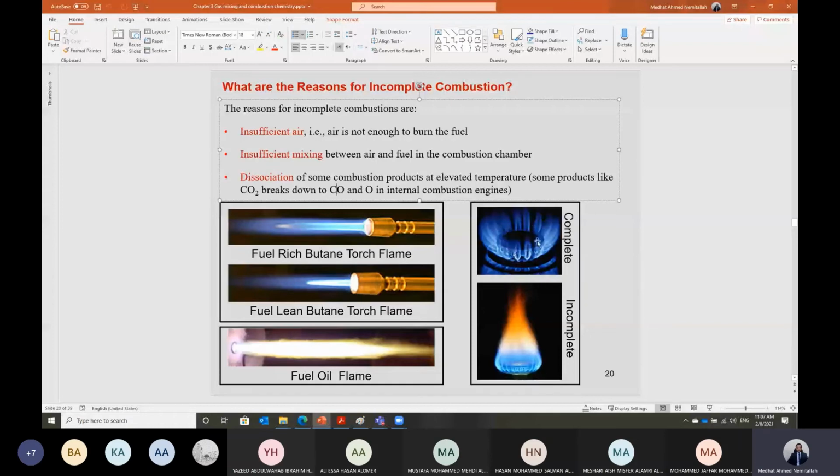If it is blue, that means we have complete combustion, we don't have carbon monoxide. But just try to avoid the reddish color, because that is a clear indication that there is soot and incomplete combustion, and we may have some carbon monoxide in this case, which is a toxic gas.